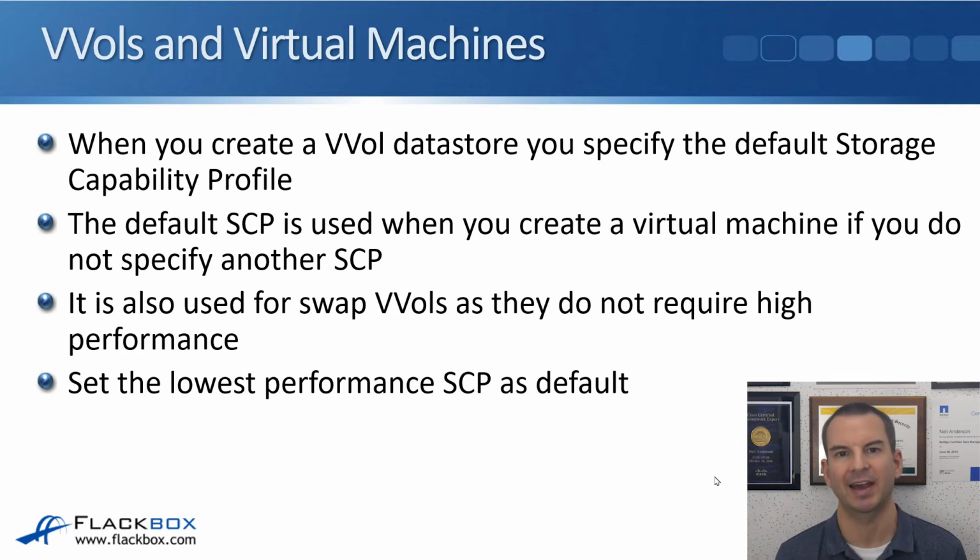So again, I'll summarize that. Let's say we've got a VVol data store, which is made up of two volumes. One is high performance and one is low performance. When you provision that VVol data store, you also specify which is the default SCP. You're going to make that the low performance one. Then when you provision a virtual machine and put it in that VVol data store, the swap VVol is going to get the low performance. And if you don't explicitly say for a virtual machine that you want its VMDK file to have higher performance, it will get the lower performance as well.